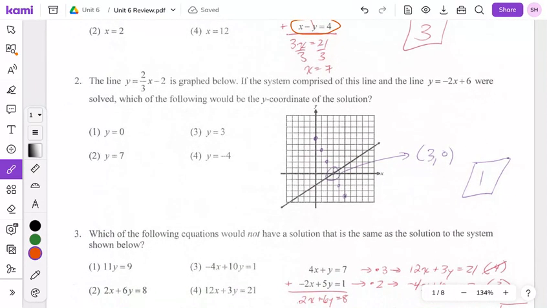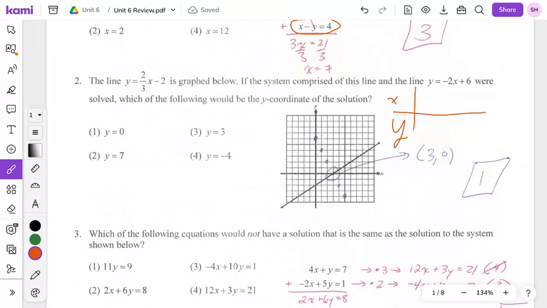Number 2 says that we have a graph of a line there. Then it wanted to know, if a system was made comprised of that line that's already there and another line, what would be the y coordinate for the solution. So what we would be able to do is basically graph this line. You can see I have a series of dots on the graph, and they just came from the fact that I would be able to make a table of values for these.